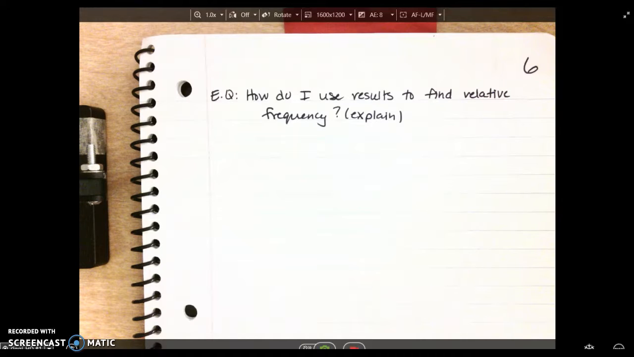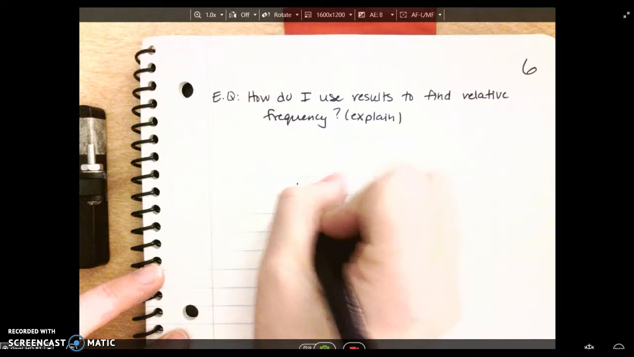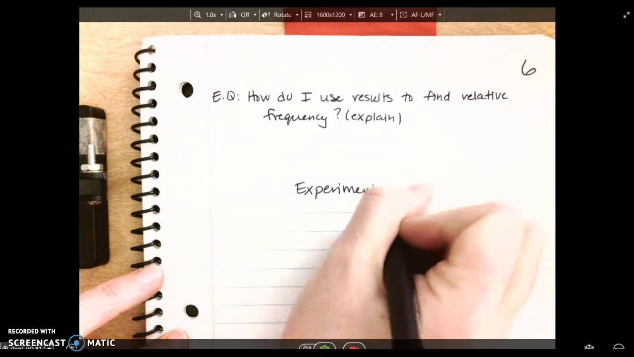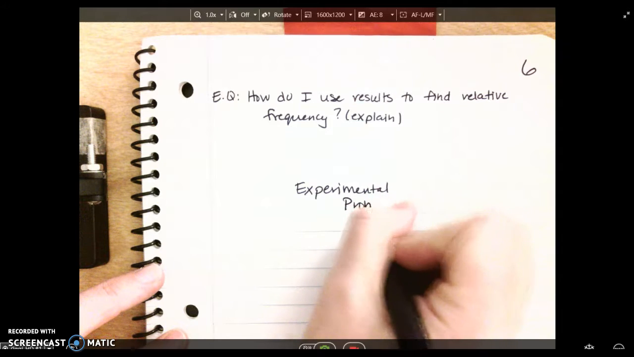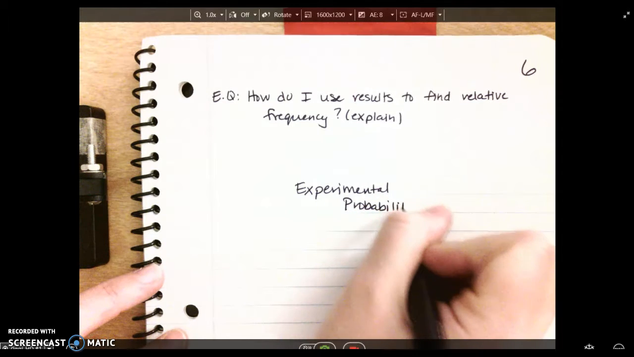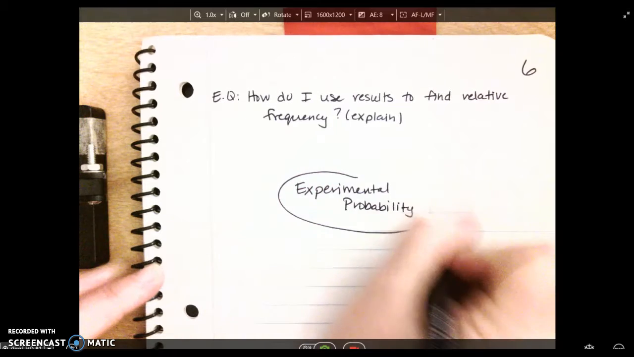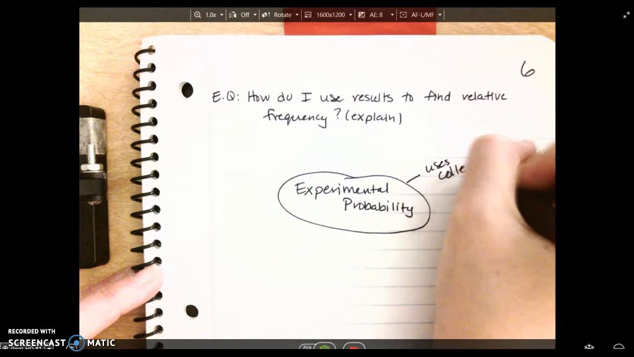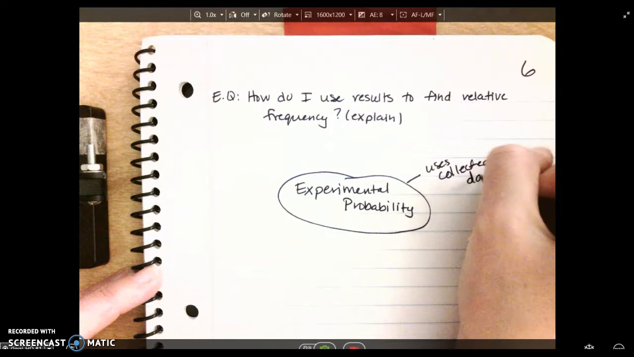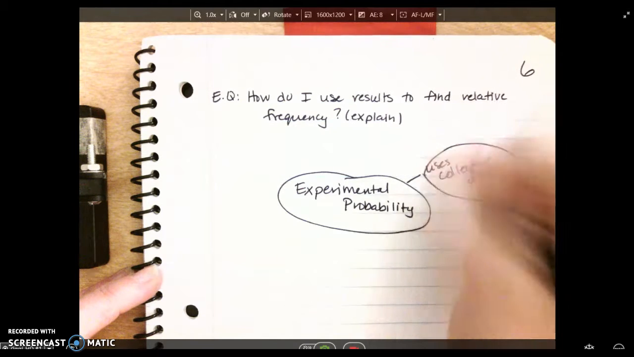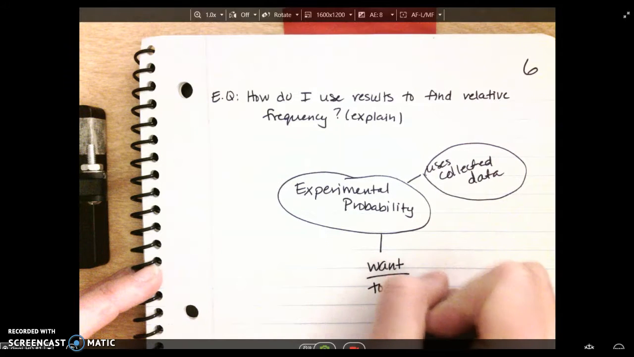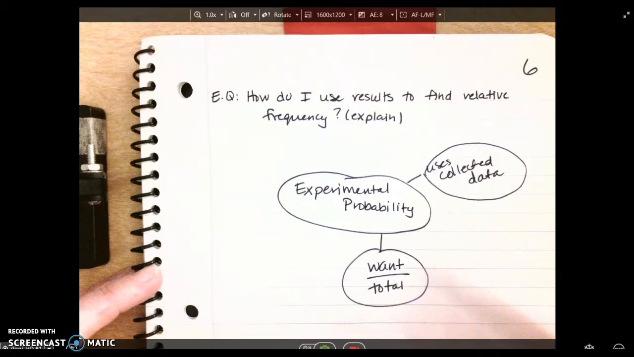This is an instructional video about relative frequency or experimental probability. So first up, let me define the word experimental probability. Experimental probability uses collected data, and it's often just what we want over the total.